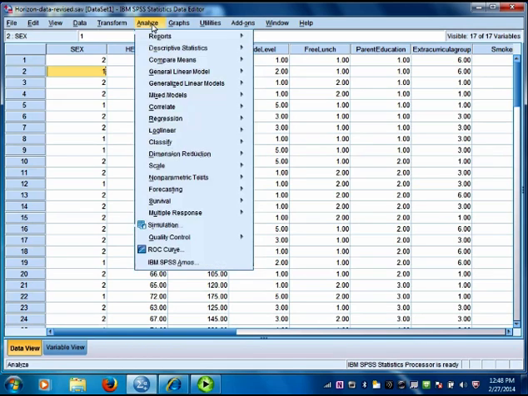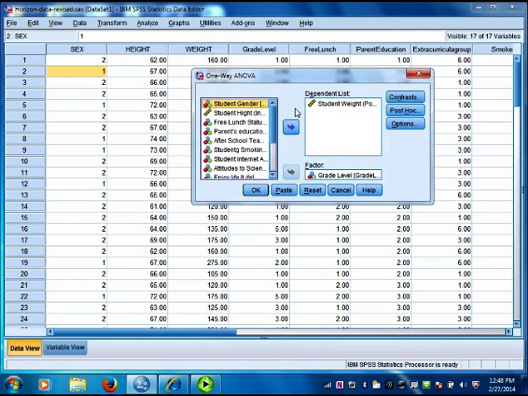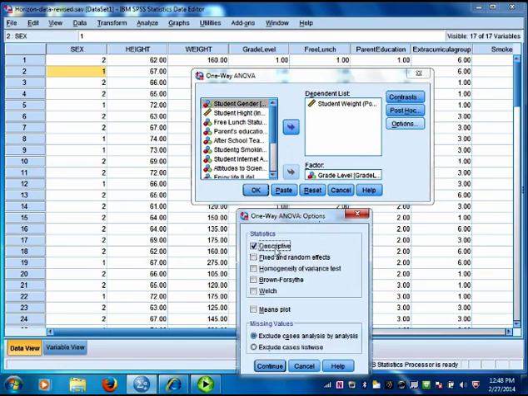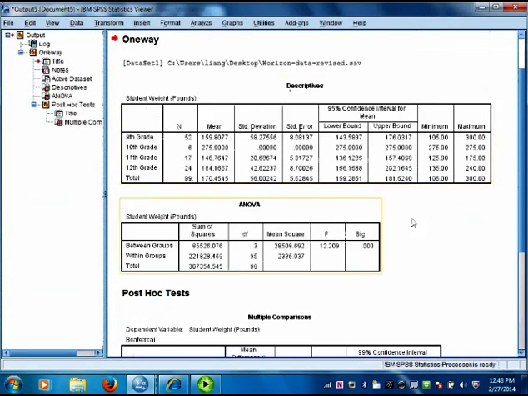So if we go to analyze, compare means, one-way ANOVA, this time we put student weight as a dependent variable and grade level as the independent variable, and we'll go to the options again to look at descriptive statistics, put descriptive statistics here and say continue and then OK.